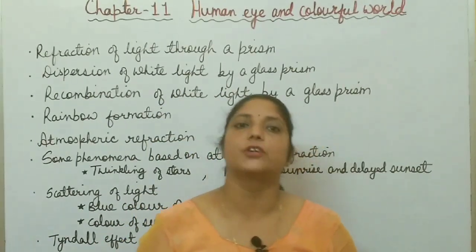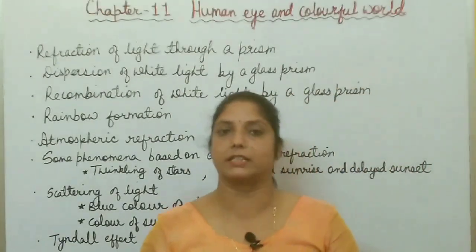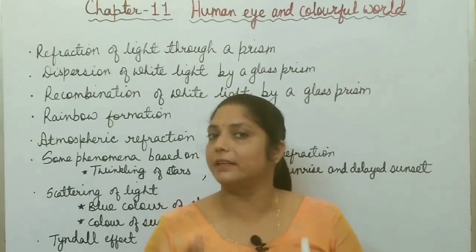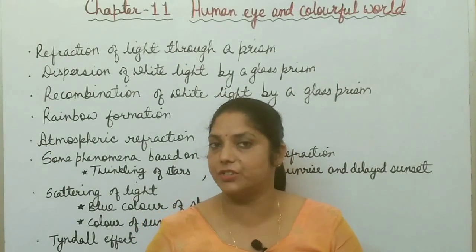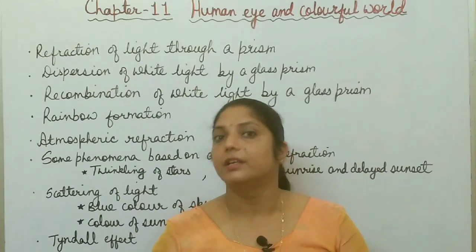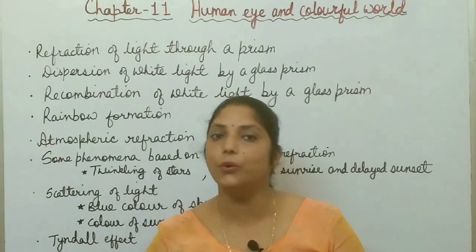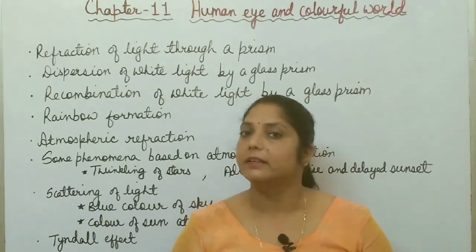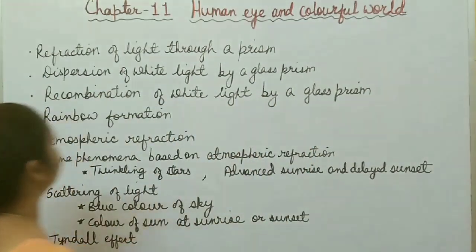Today I am going to start one short revision of chapter Human Eye and Colorful World of class 10th. According to the revised syllabus, some topics are deleted from this chapter like human eye and structure, power of accommodation, defects of eye. All these topics are deleted. So no need to study these topics from examination point of view. But still there are some other important topics which you have to study in this chapter.